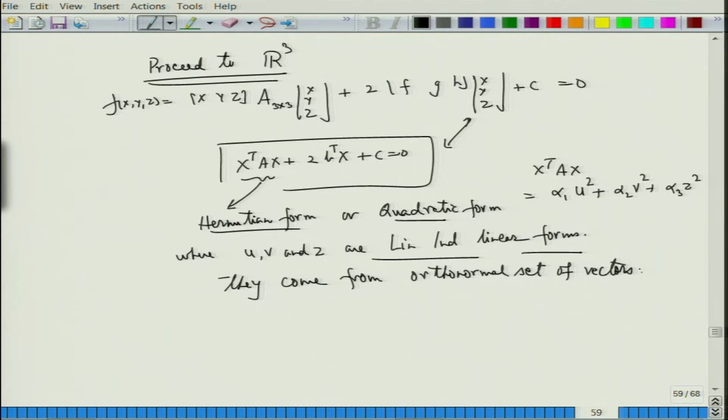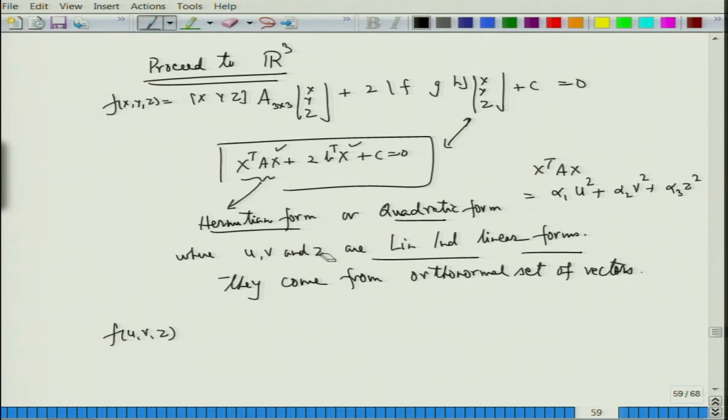Is that okay? Fine. So, once I have got an orthonormal set of vectors, I can replace each x here by u, v and w. Fine. So, I will get something nice here. I will now write it as f of u, v, z. Already I have written z.